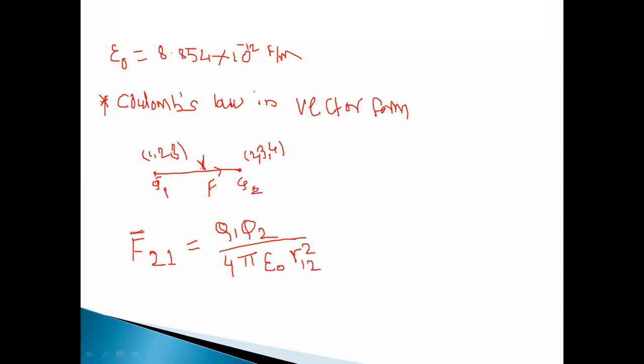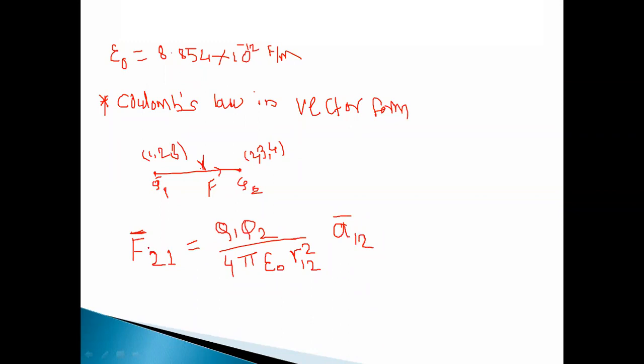And as this force is a vector quantity, when we consider only a scalar quantity, only F, there we are not considering a unit vector. But as this force is a vector quantity, we have to multiply by a unit vector, and that unit vector is given by small a bar 1 2, because we are going from charge Q1 to charge Q2.